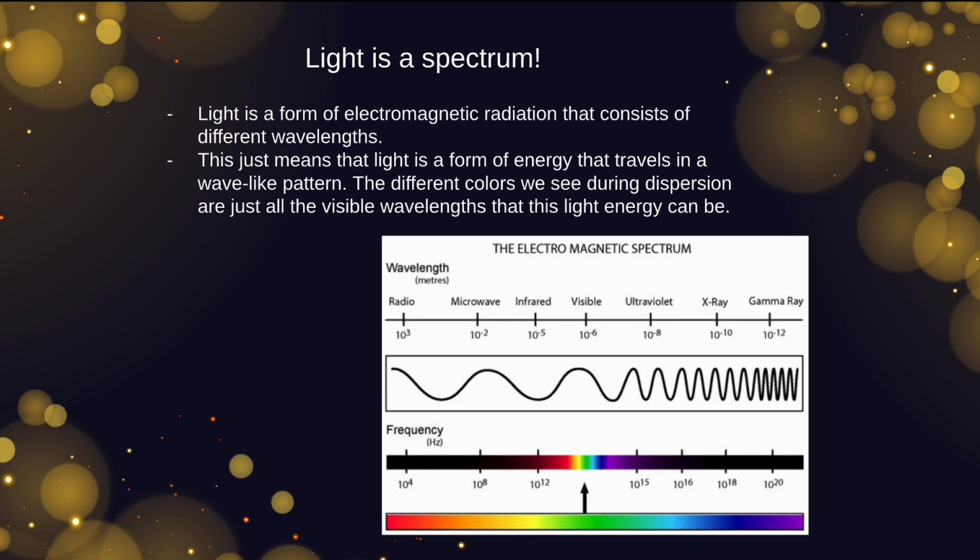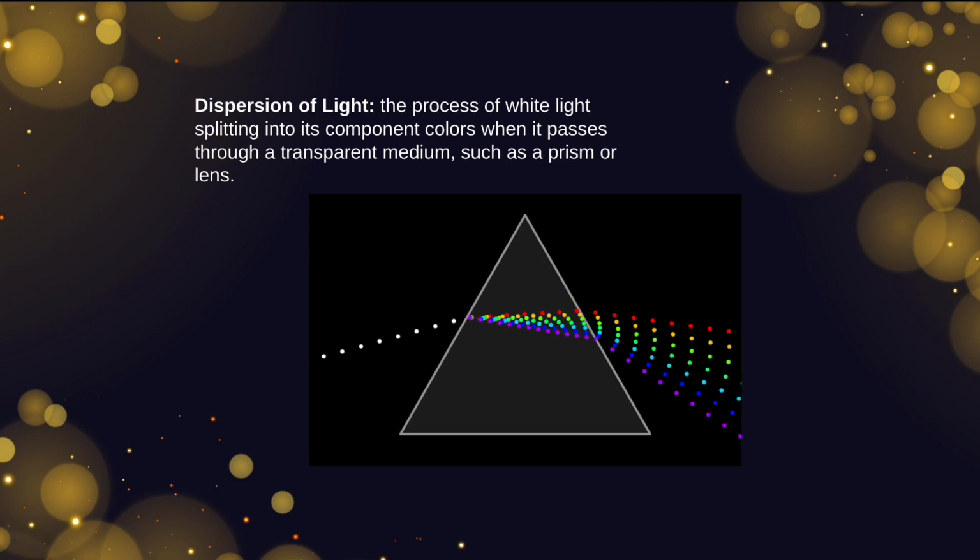You can see in this picture on the bottom, we have a scale of the whole electromagnetic spectrum. Very important to understand that it is not just a visible spectrum. We actually have a lot outside of that, including gamma rays, which are shorter wavelengths, and radio waves, which are much larger wavelengths. So just keep that in mind. So let's talk about the dispersion of light.